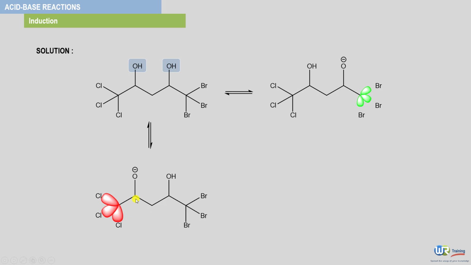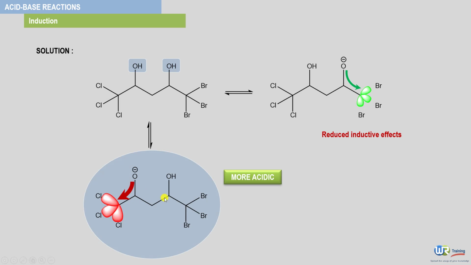So, the pulling effect of electrons is more important by chlorine than by bromine. Therefore, the inductive effects for this compound here are reduced compared to this one. So this one is more stable. And since the conjugate base here is more stable, then the corresponding acid is more acidic.